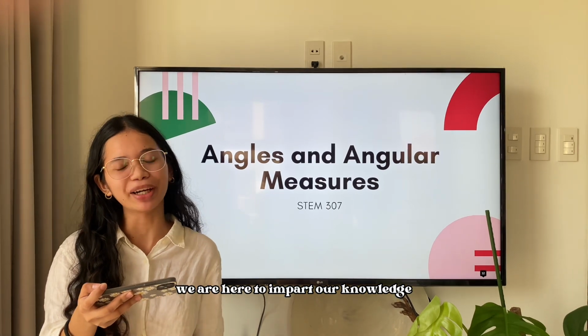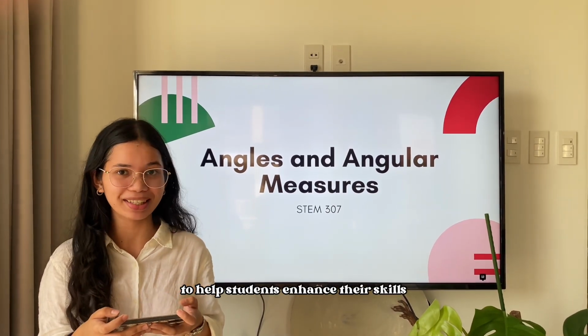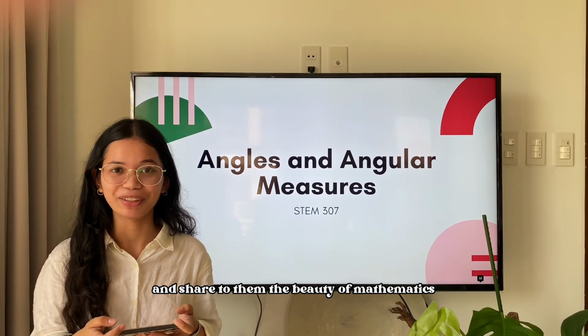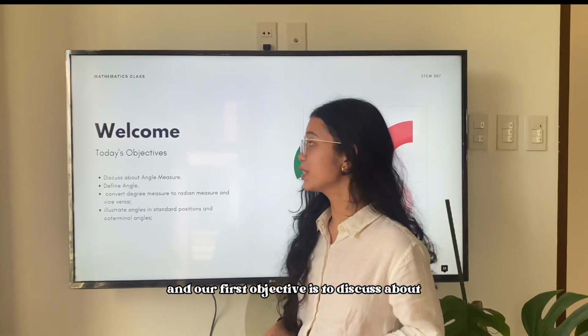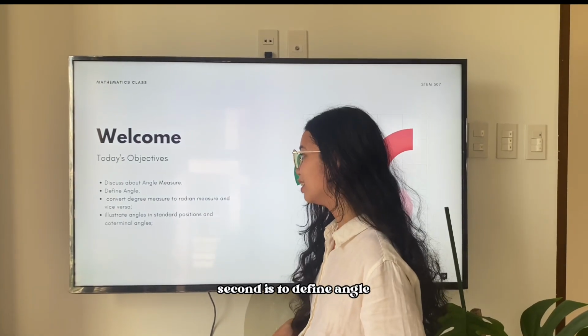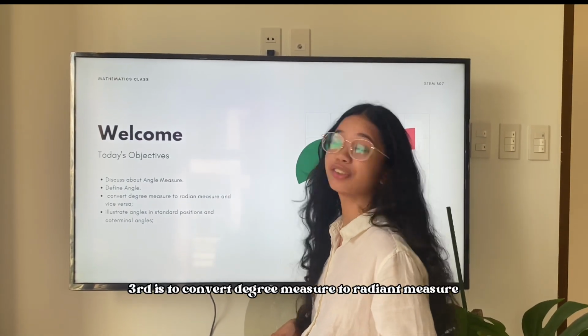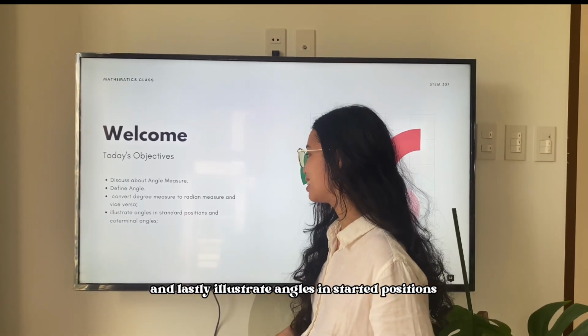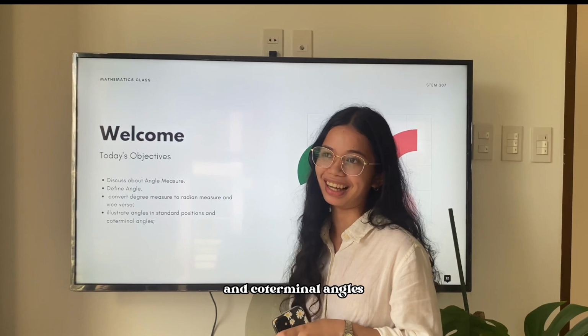We are here to impart our knowledge to help students enhance their skills and gain new knowledge about trigonometry and share to them the beauty of mathematics. Our first objective is to discuss angle measure, second is to define angle, third is to convert degree measure to radian measure, and vice versa. And lastly, illustrate angles in standard positions and coterminal angles.